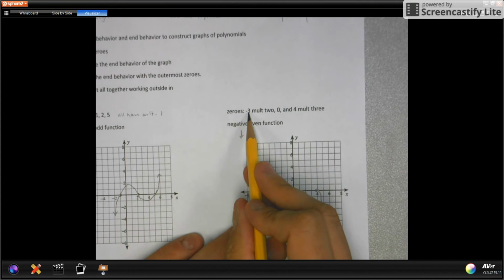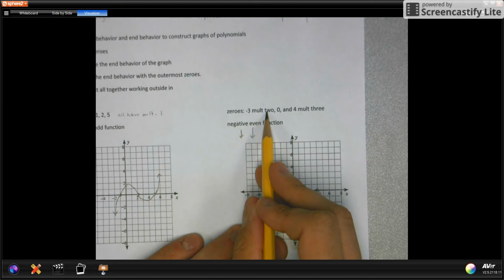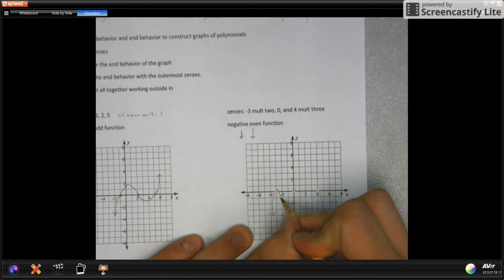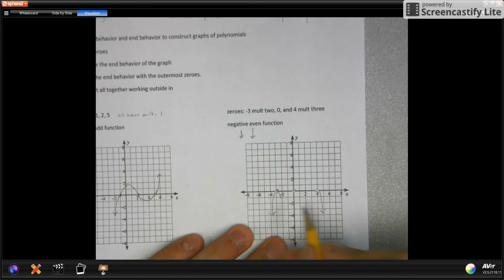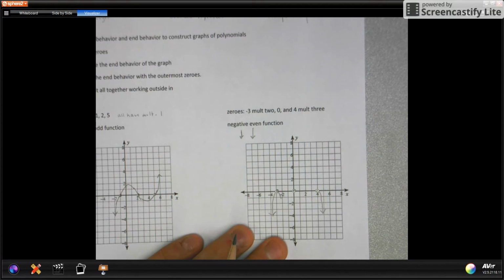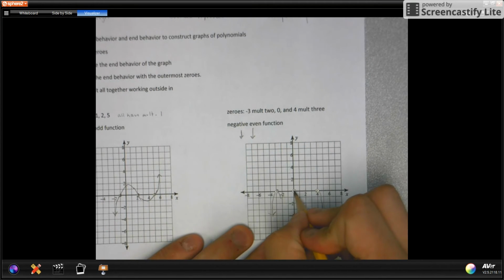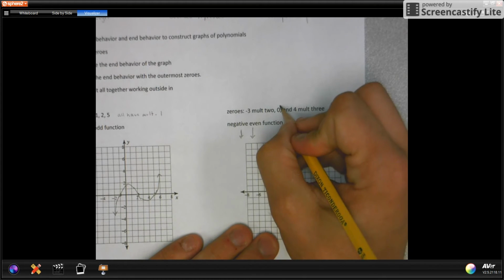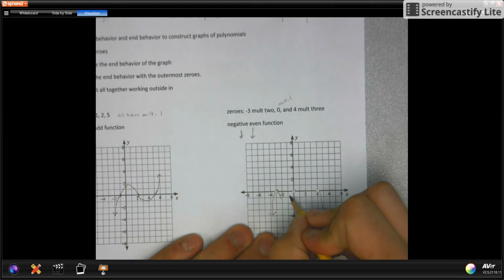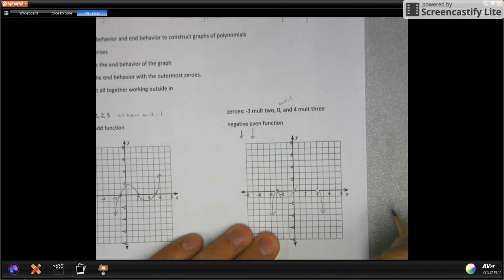You'll notice here at -3, it says multiplicity 2. So I go back up to what I learned briefly, and I know that when it has a multiplicity of 2, as it approaches a zero, it just bounces off. When I have multiplicity of 2, my function just bounces off or reflects that zero. When I have a zero at 0, again, nothing is stated here, so this is assumed to be a multiplicity of 1. I know it's going to go through that zero.